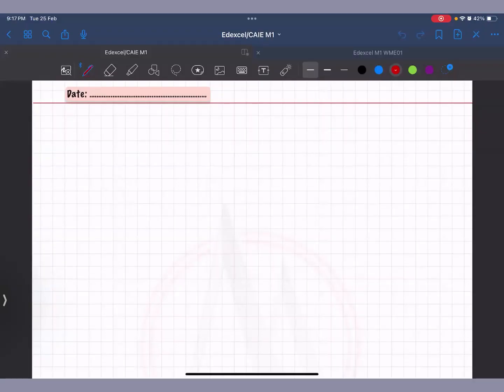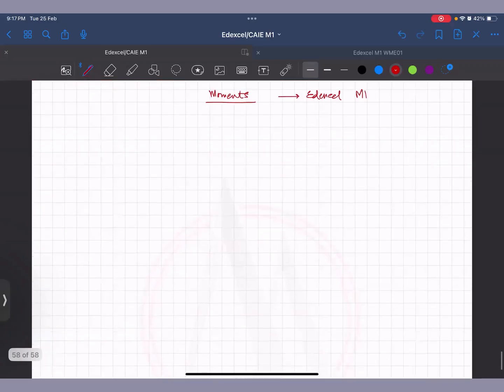Okay, so for today's class we have moments. This topic is for Edexcel M1, and this is the last topic that is left for the syllabus from Edexcel M1. And the theory is not very much. This is the same old moments that we have done in IGCSEs or the GCSEs.